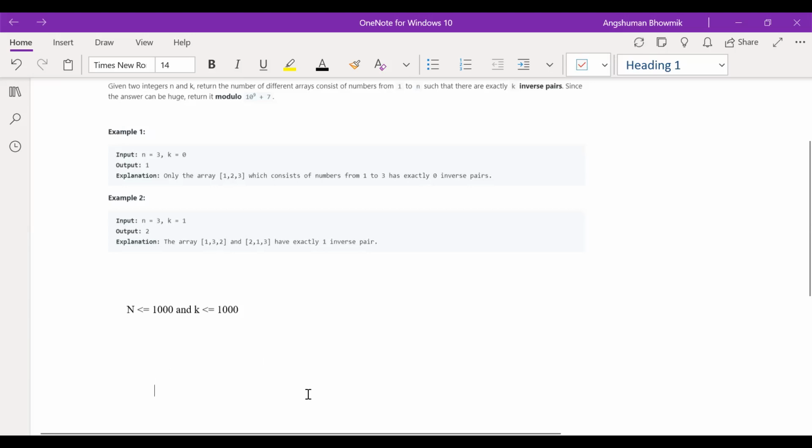So the recursive function would look something like this. Let's say I call it solve, and I need to take, let's say, i and j.